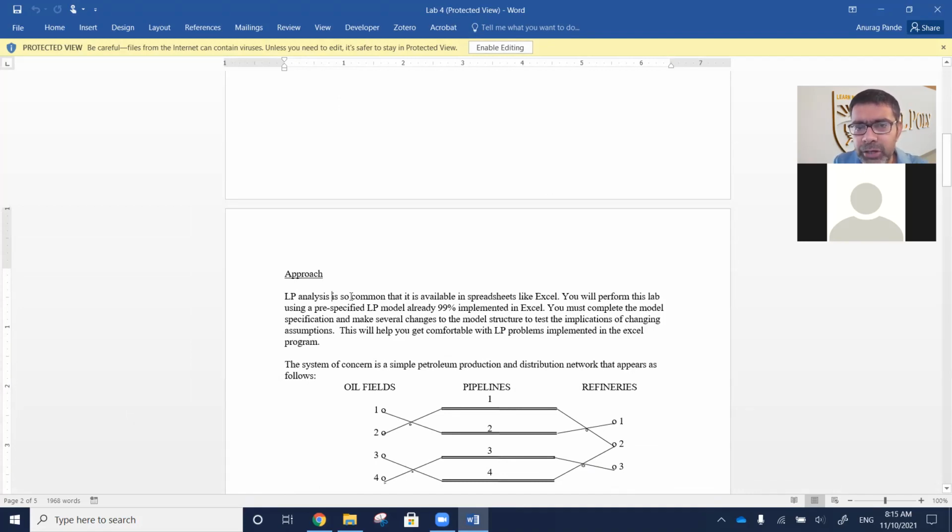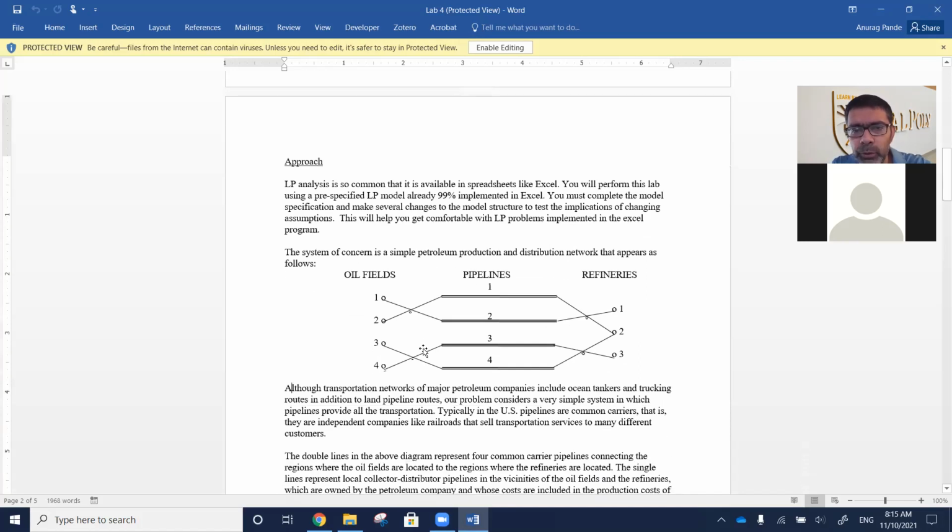Linear programming analysis is fairly common. Spreadsheet tools like Excel have that. So I have a pre-specified linear programming model that I've already provided to you in the Excel file, and I can quickly show it to you. But it's not fully complete. It's 99% complete, but it's not fully complete. So you might have to write down the model specification and make some changes to the model structure. Okay. And the goal is to get you a little bit more comfortable with the linear programming problems that are implemented in Excel. Okay. So this is sort of what you're trying to do.